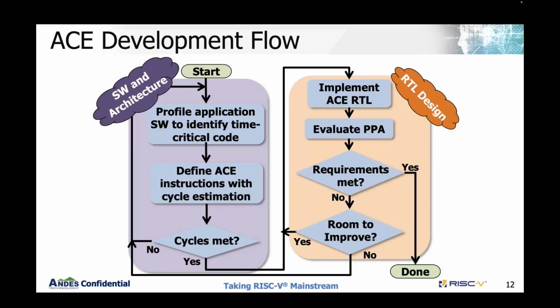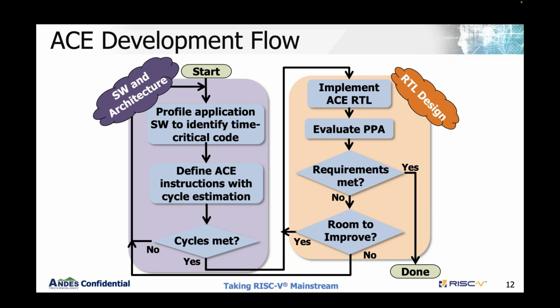Here is the ACE development flow. If you are already coming to the design and you already know what you want to implement for the ACE instructions, you just need to go through the right-hand side of the flow to implement the ACE RTL using the NDIS Copilot tool, evaluate the PPA, and keep iterating on this loop until you're satisfied with the requirement.